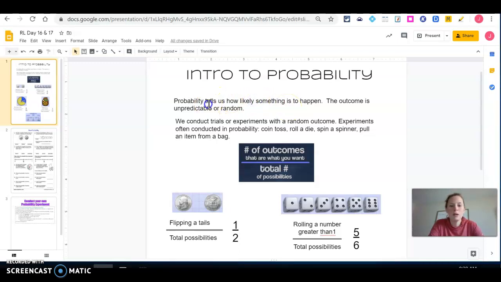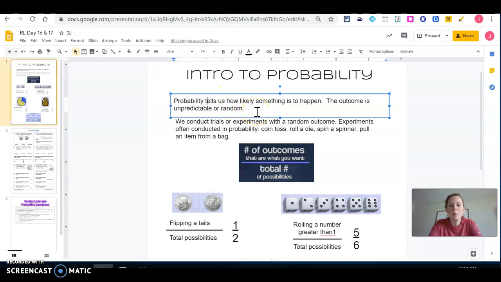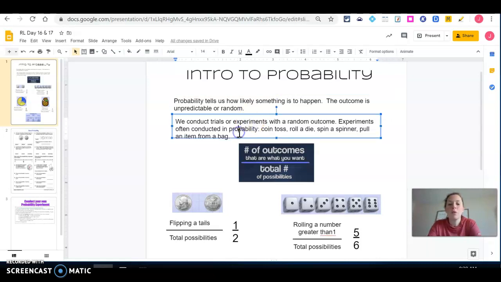So I want to do one part at a time. I want to talk about what probability is. So probability tells us how likely something is to happen. The outcome is usually unpredictable or random. We usually have an idea of what the possibility could be. We just don't know exactly what that will be. So I had said before that probability is kind of fun.